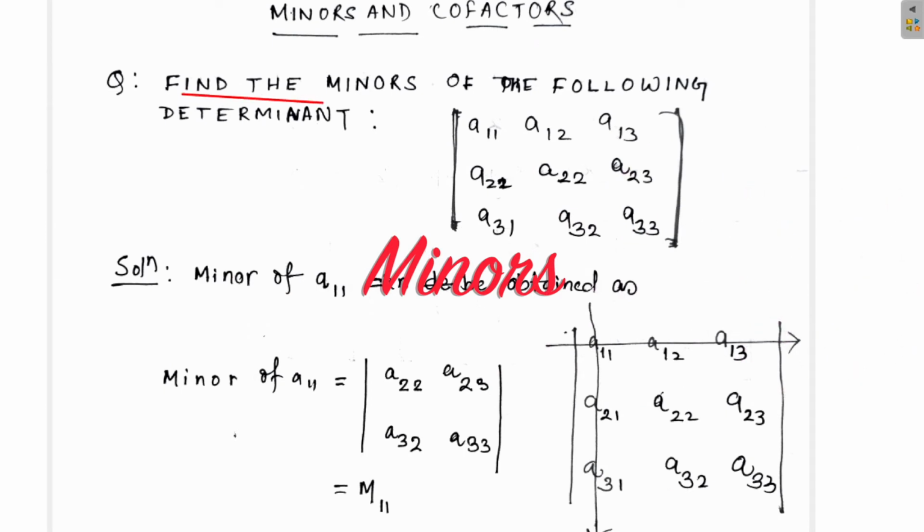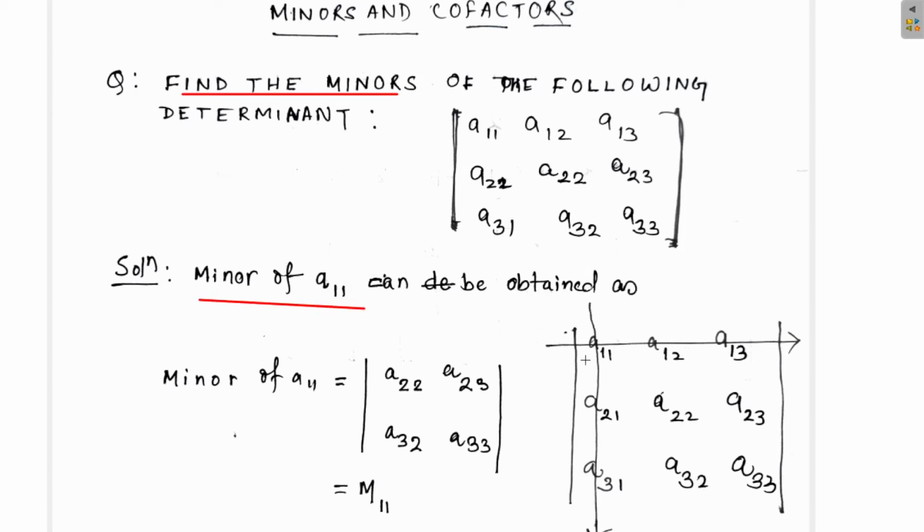Let's find the minors of a given determinant. So let's calculate the minor of the first element A11. What's the procedure? We have to remove the row and the column corresponding to this element, and the determinant formed by the remaining elements will give the minor of the element A11. So we have the minors with these elements.